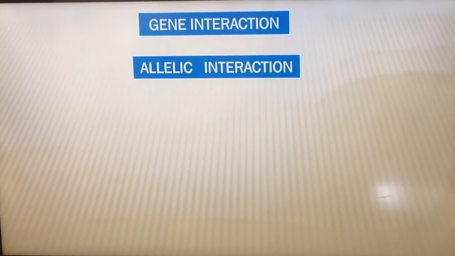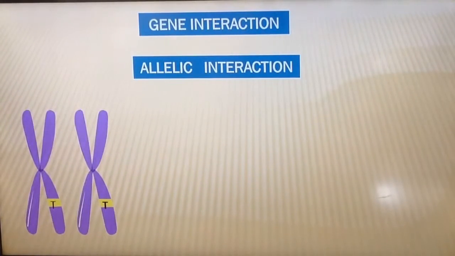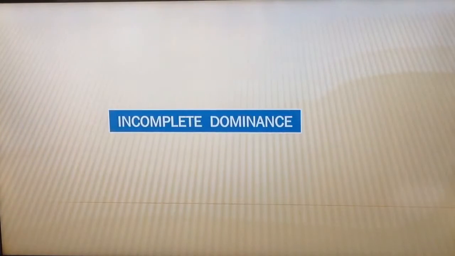let us study today. Observe here, allelic interaction is an interaction between two genes which are located at the same locus of homologous chromosomes. Let us now understand it with an example. So we have capital T and capital T positioned on the same loci of the homologous chromosomes. Let us study it with incomplete dominance.